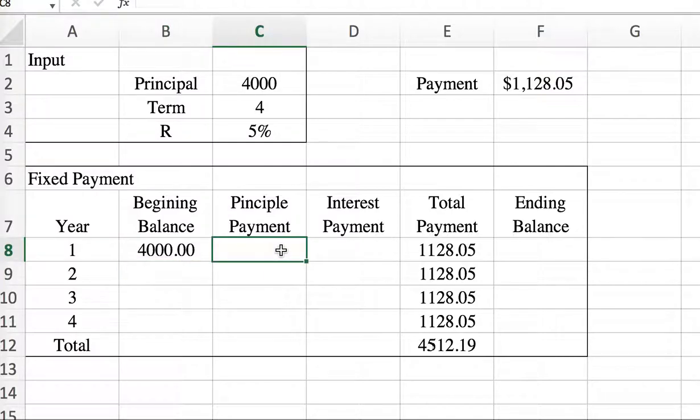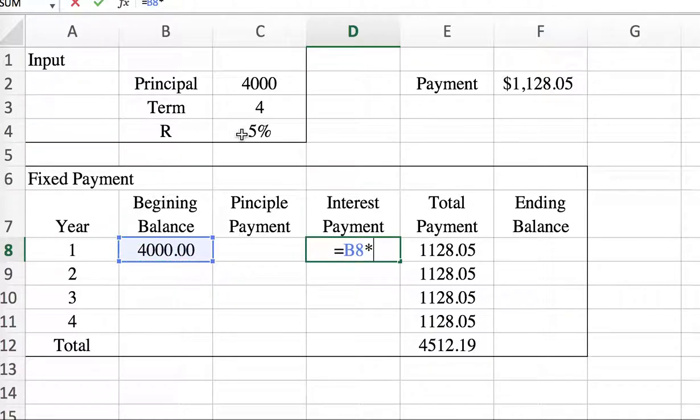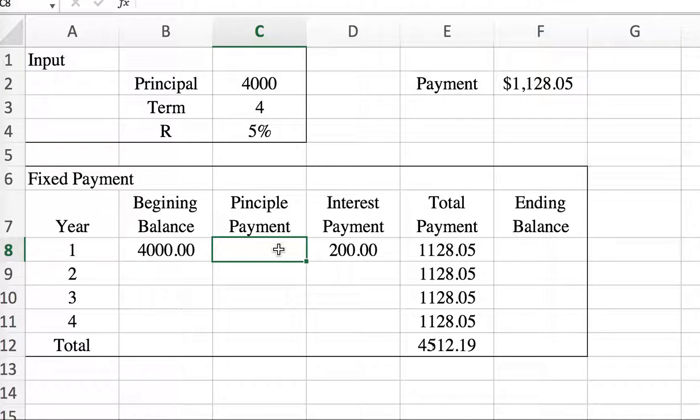Now we do not know the principal payment, we only know the total payment. But we can find out the interest payment, because the interest payment is simply how much you are going to pay for using this $4,000. So it's going to be $4,000 times 5%. And what is left from the total payment is the principal payment. So we paid out the total payment minus the interest payment.